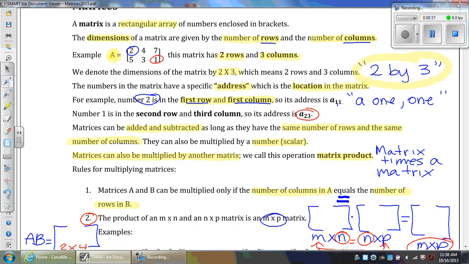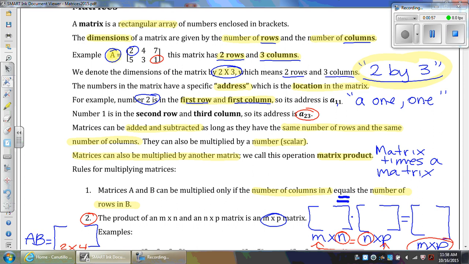An example here, we have matrix A. So that matrix has 2 rows and 3 columns. To denote the dimensions of the matrix, we call it 2 by 3. And that's what I have written here. We don't say 2 times 3, but 2 by 3, and that represents 2 rows, 3 columns.